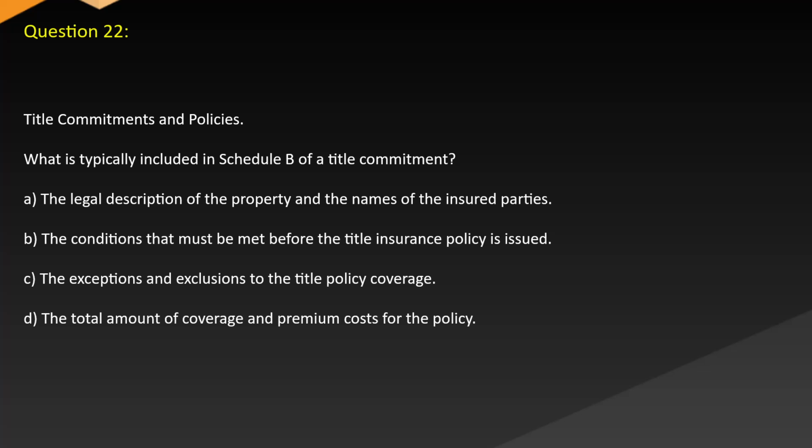What is typically included in Schedule B of a title commitment? A. The legal description of the property and the names of the insured parties. B. The conditions that must be met before the title insurance policy is issued. C. The exceptions and exclusions to the title policy coverage. D. The total amount of coverage and premium costs for the policy.